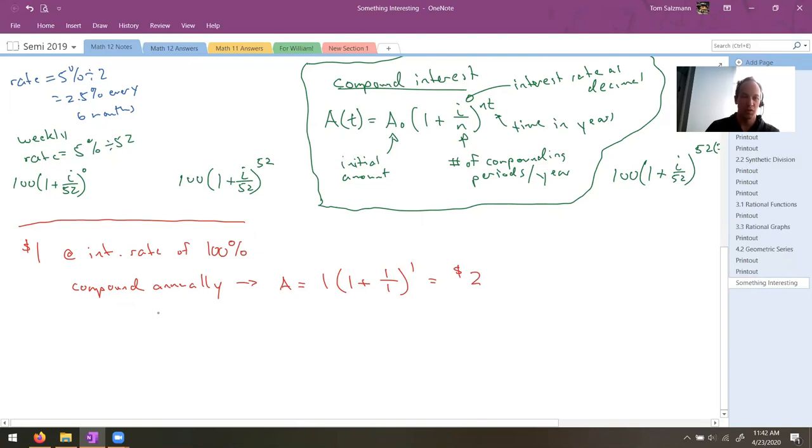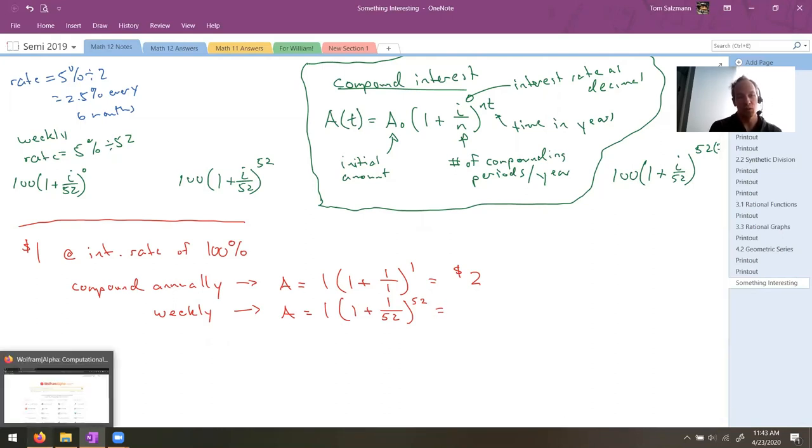But what if we wanted to compound it more frequently? What if this bank was offering weekly compounding? We'd still invest the same amount. We're still getting 100% interest rate, but it's going to be divided by 52 because of 52 compounding periods per year. The good news is we're going to get it 52 times. So what do we wind up getting when we do this?